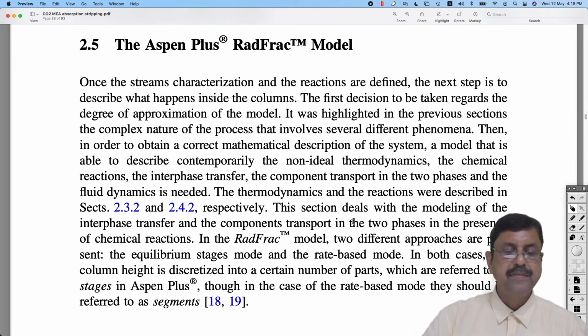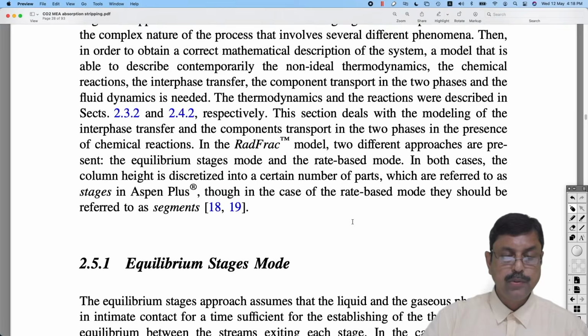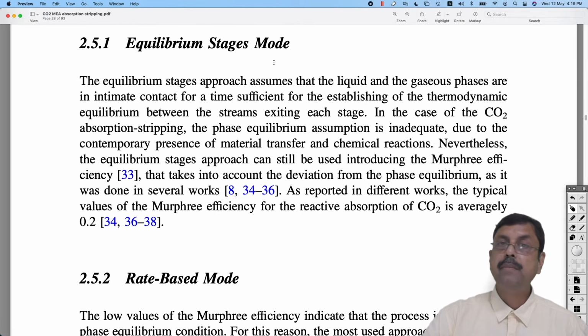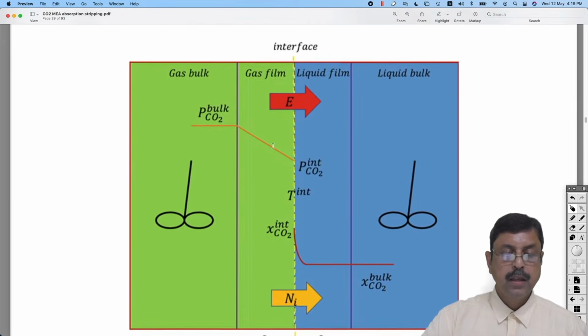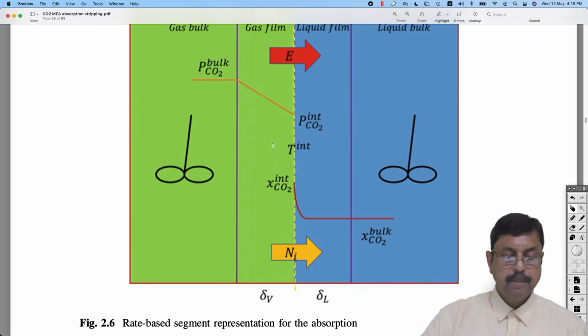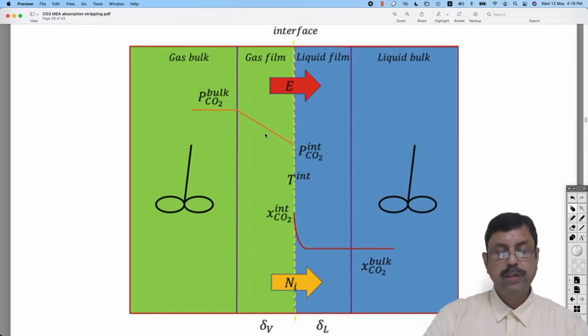Okay, so the Aspen RateFrac model. The RateFrac model is used for these absorption and stripping columns. So you have to use the RateFrac column. It can be run in equilibrium stage mode or rate-based mode. We will use it in rate-based mode. And this is the rate-based segment representation of the absorption. This is a well-known figure which you will find in any mass transfer book. And mass transfer occurs with various theories, and you have to choose the correct theory and its rate equations in order to run the simulation properly.